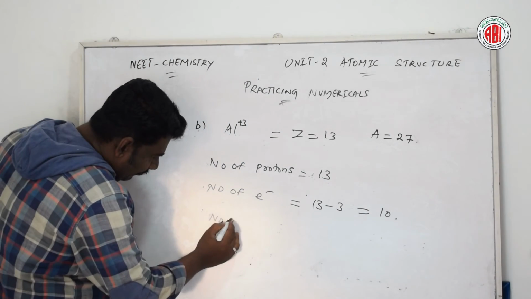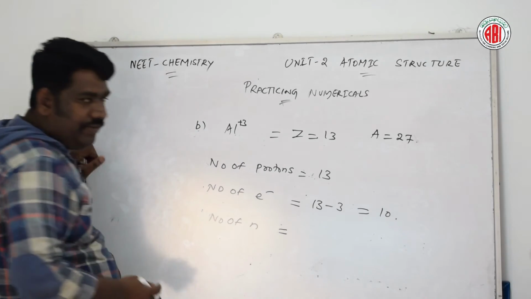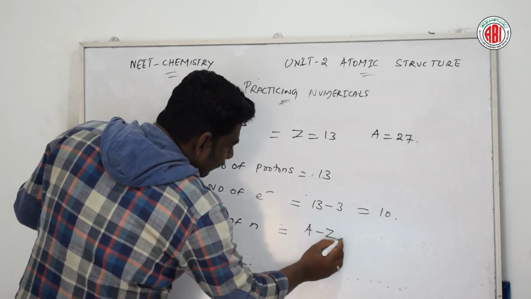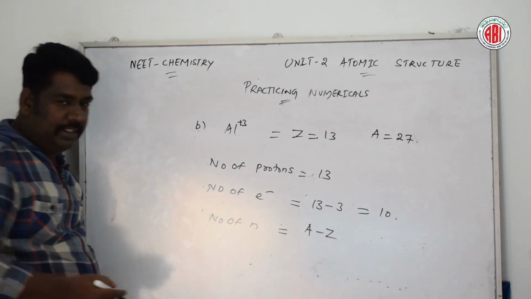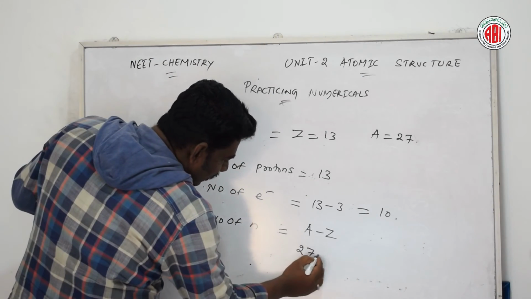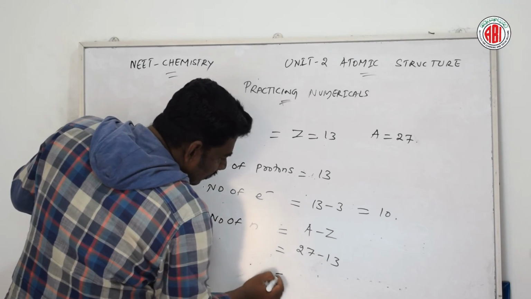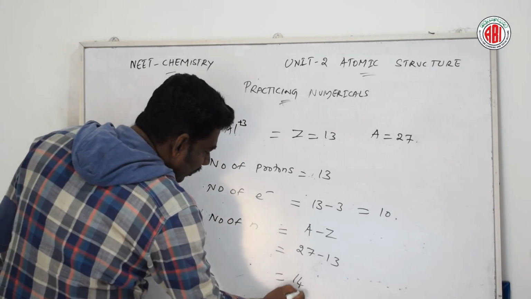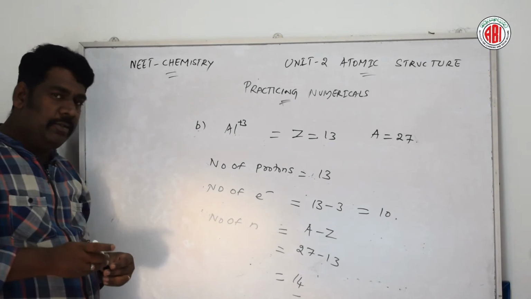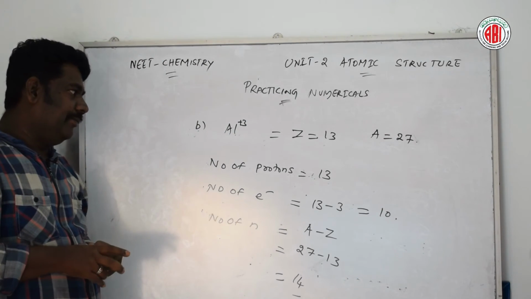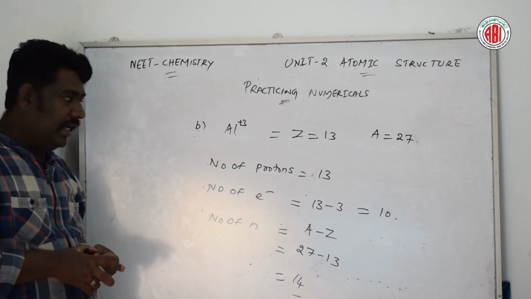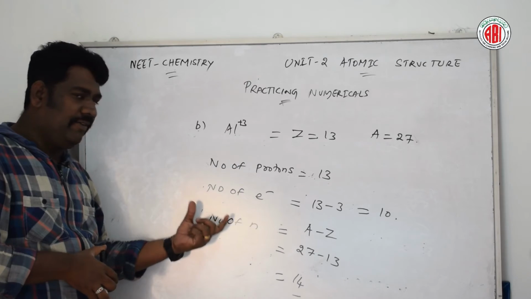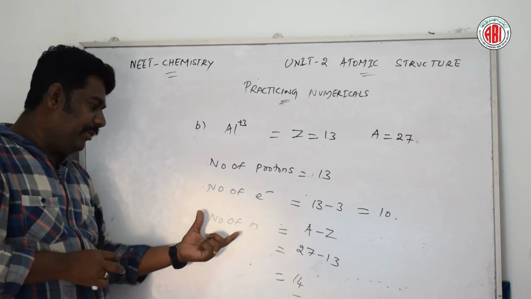Now the number of neutrons, we get by subtracting A minus Z, that is 27 minus 13. 27 minus 13 is 14, the number of neutrons. So according to this aluminum ion, the number of protons is 13, the number of electrons is 10 and the number of neutrons is 14.